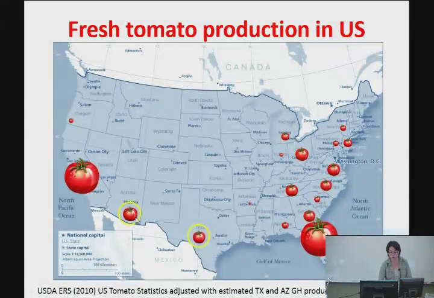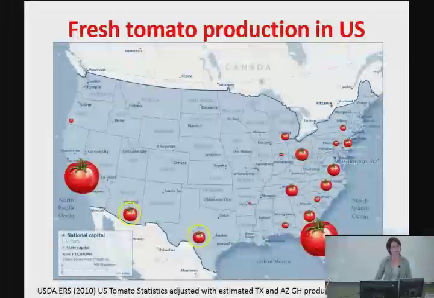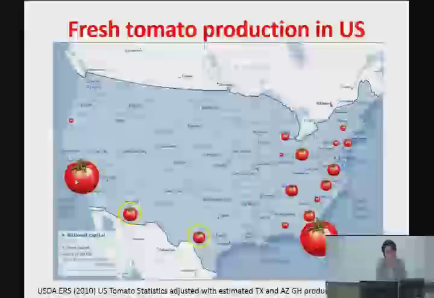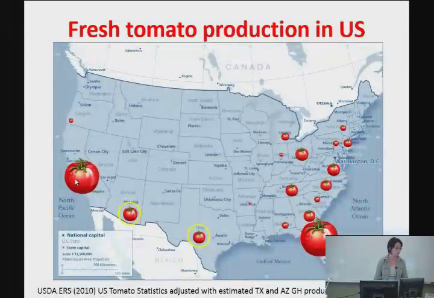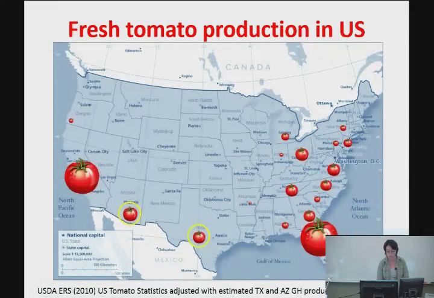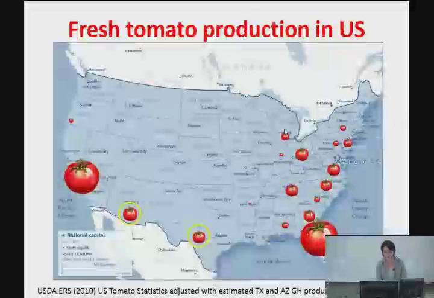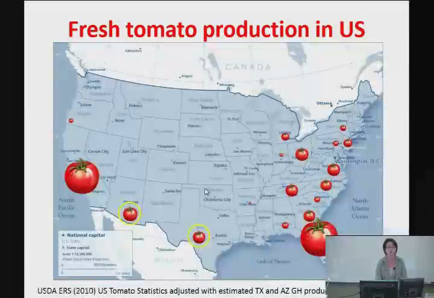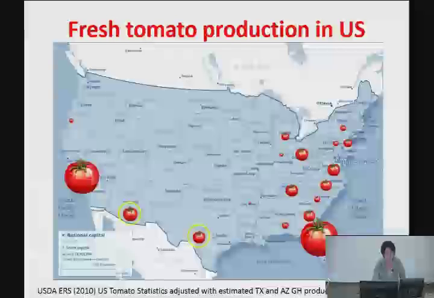But anyway, those two states are basically doing hydroponic greenhouse tomato production. Some of the California fresh tomato is grown hydroponically, but not the majority. It's not large. Most of Florida is open field. Some of the other states probably use high tunnels or greenhouses, but the percentage is, again, very small.